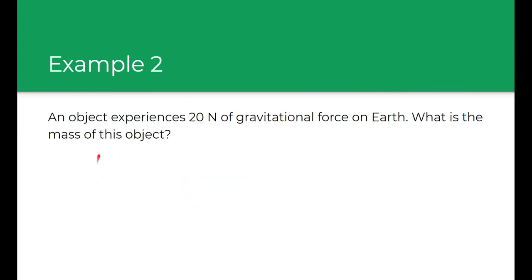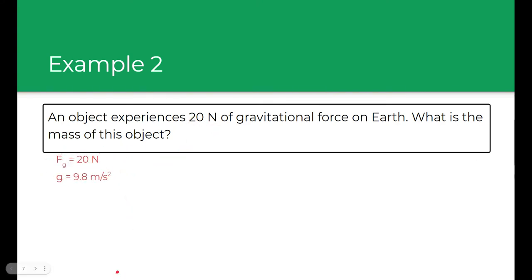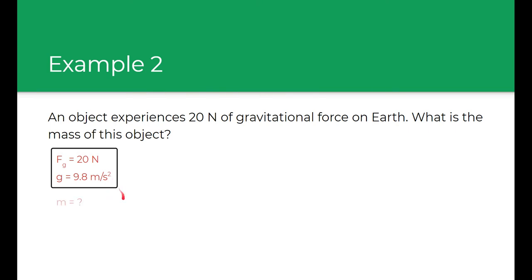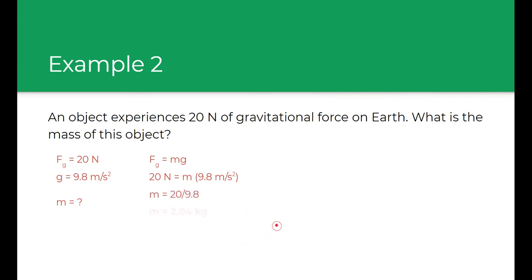For our second example, an object experiences 20 newtons of gravitational force on Earth. What is the mass of the object? And so the first given is that the gravitational force is 20 newtons. And also, since we're on Earth, we know that the gravitational field strength is 9.8 meters per second squared. And what we want to know is the mass. So the only equation that has these three variables in it is this one. We can substitute the force of gravity and the gravitational field strength. And then if we divide both sides by 9.8, we get that the mass is 2.04 kilograms.